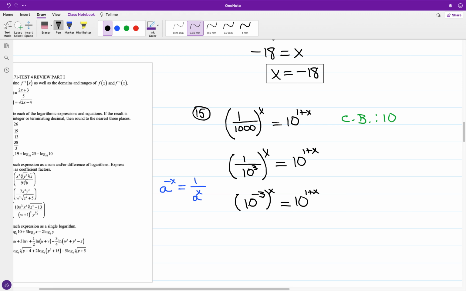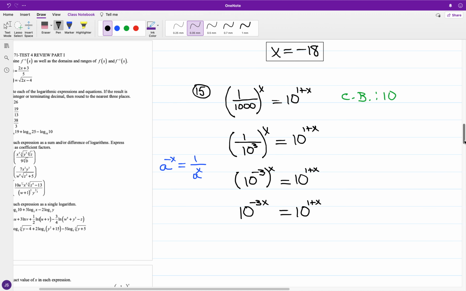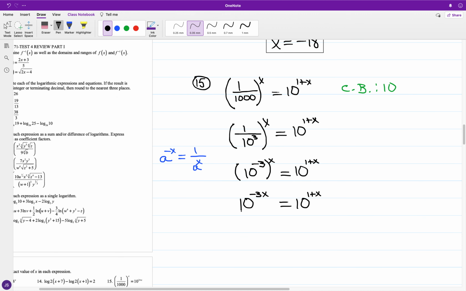And so for (10^-3)^x, we multiply the powers together, so you have 10^(-3x) equal to 10^(1+x). Once again, we have single base 10 terms, and we can set the powers equal to each other. So I have negative 3x is equal to 1 plus x.